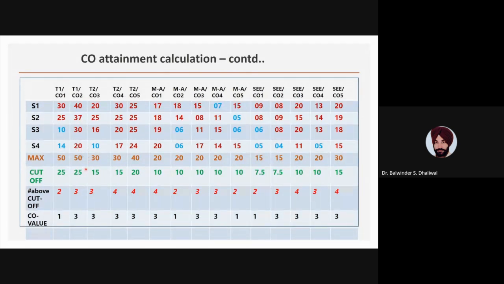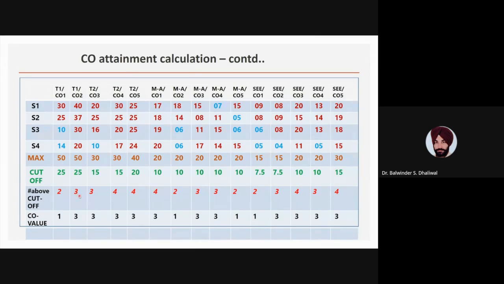So now, 25 is cutoff. So now we have to calculate number of students above cutoff. So how many number of students are above cutoff? So 25 is cutoff. So in this particular column, we can see S1, S2, S3. These 3 students are above cutoff. So number of students above cutoff are 3.